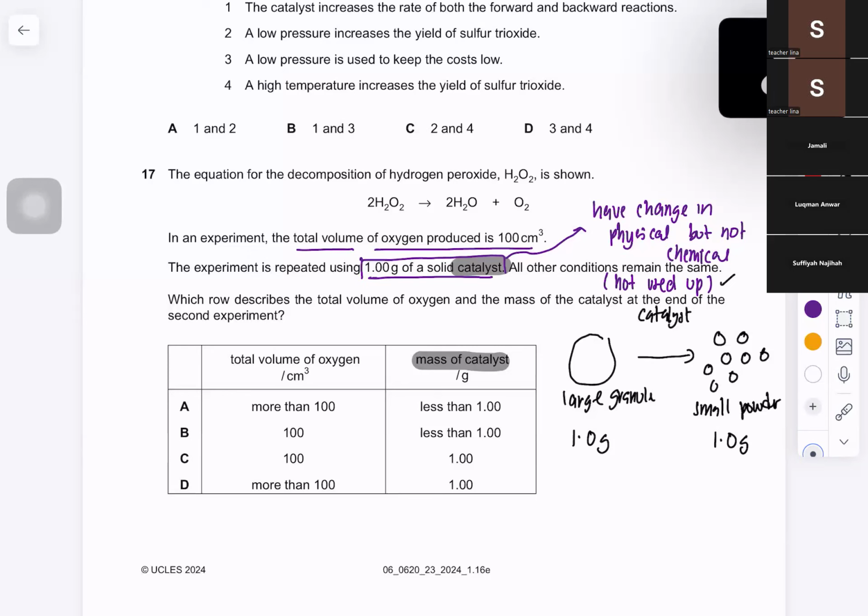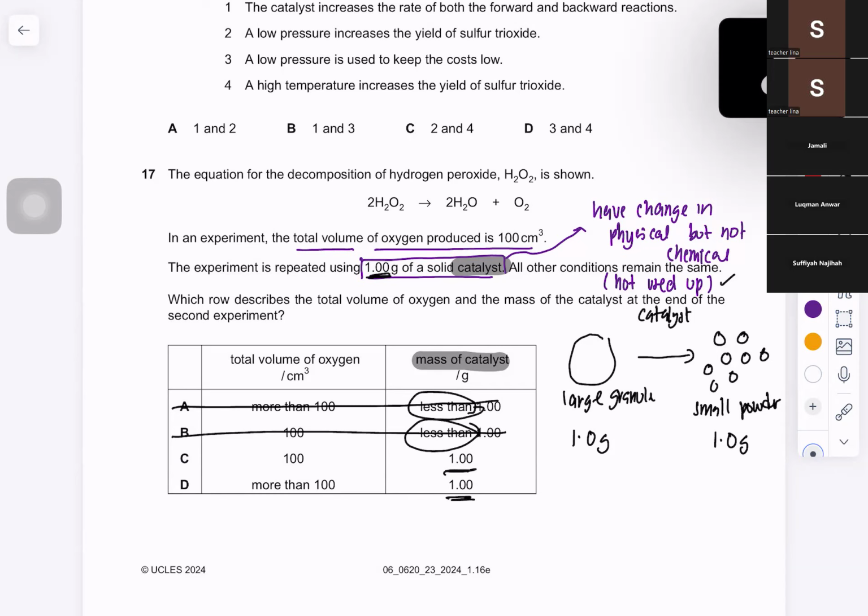Okay, so I cancel A and B, because they said less than. Patutnya dia kena 1 also. Same. Okay, is it clear yang tanya teacher ni? Okay. So now either C or D.